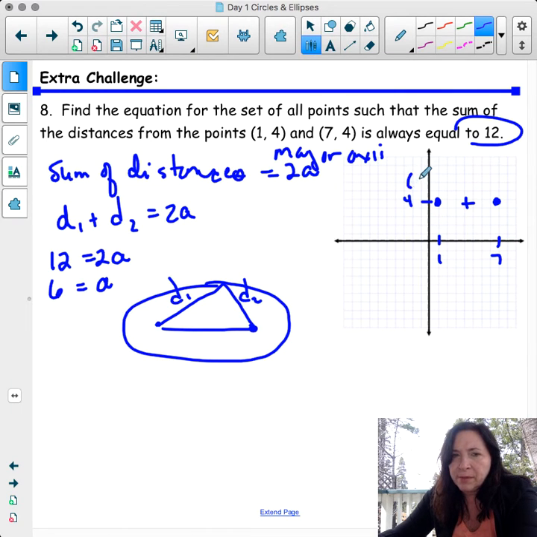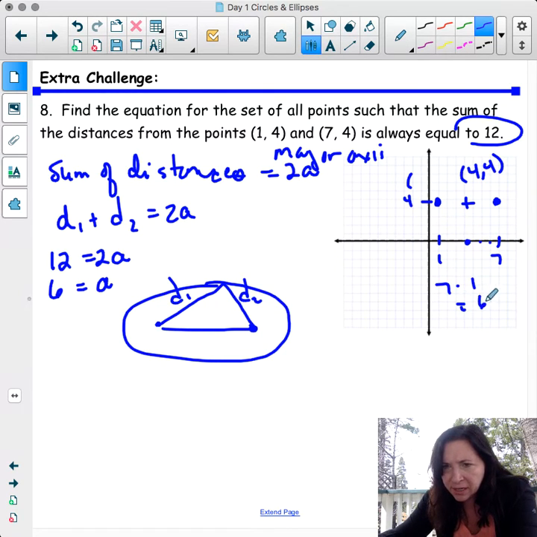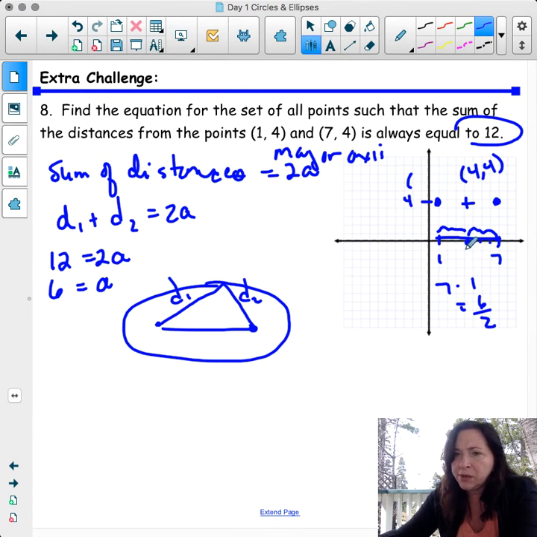So let's graph. Let me see what we've got here. I believe that that point is 4, 4. So let's see. 1, 2, 3, 4. So 1, 2, 3 here. Because that distance, 7 minus 1, is equal to 6, and so that means this whole distance is 6. If you were to divide that by 2, that means I need to move over to the left 3 and over to the right 3. So 1 plus 3 is 4. So that does give me 4, 4.